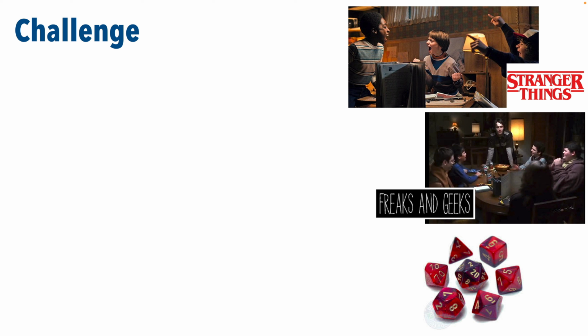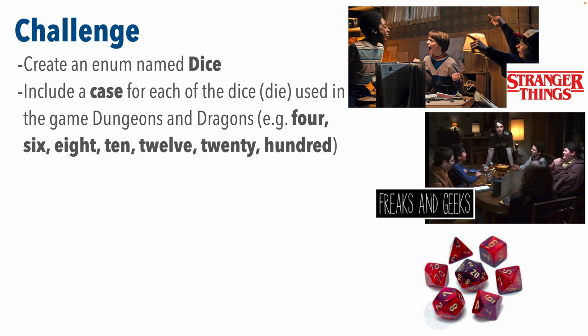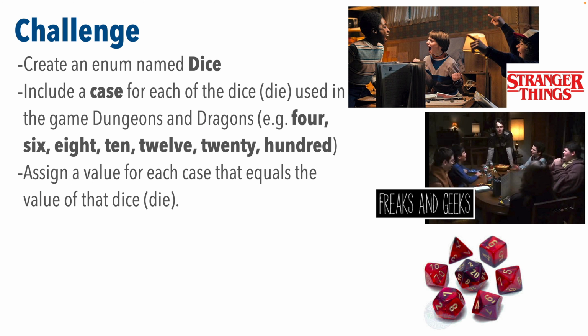And if you know anything about that game, you know it's played with several kinds of multi-sided dice. So in this challenge, use a playground to create an enum named Dice. Include a case for each dice, or some would say the singular of dice is die, one for each die used in the game. There are 7 dice altogether: 4-sided, 6-sided, 8-sided, 10-sided, 12-sided, 20-sided, and 100-sided, which actually when you play the game is 2 10-sided dice, but we'll assume that you've got a single 100-sided dice for this example. And also assign an additional value to each case, which is the number that corresponds to the number of sides of a dice. So for example, you'll have a case for 4, which is the word four, F-O-U-R, but that also includes the number 4.